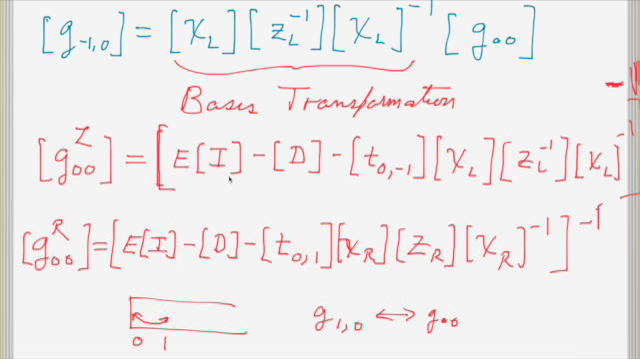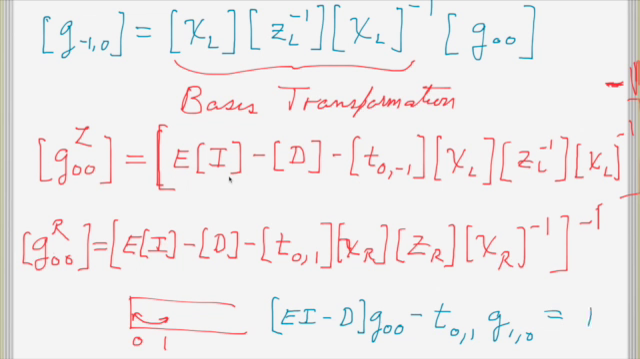I guess it would have been better just to write down the starting equation for the right-hand side, which was E I minus D, G 0, 0 minus T 0, 1 G 1, 0. Right, that's the equation I'll be starting with for the right-hand lead.